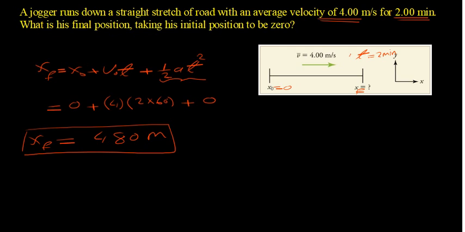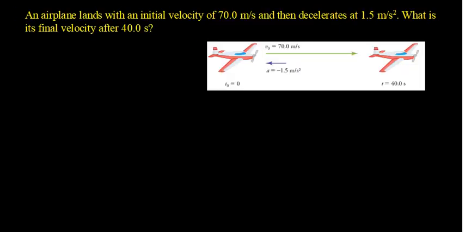Okay, now let's try to solve another example related to one-dimension motion to help us understand and practice more problems. I have an airplane that lands with an initial velocity of 70 meters per second and then decelerates at 1.5 meters per second squared. What is the final velocity after 40 seconds?